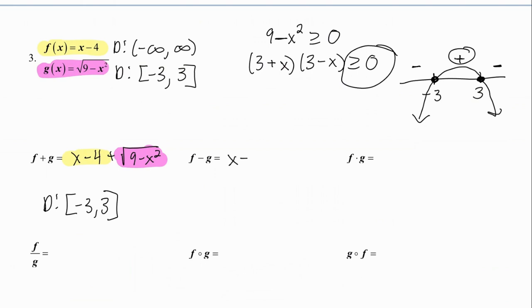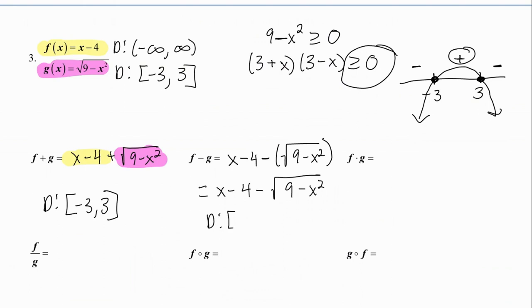Okay, and then we would do subtraction. So we would do x minus 4 minus, parentheses, the square root of 9 minus x squared. And I can't really distribute a negative into a radical because the radical is kind of protecting everything under it. So this looks just like this because that radical doesn't allow it to be distributed. So that would be our answer. And again, we're going with the most restricted domain of negative 3 to 3.